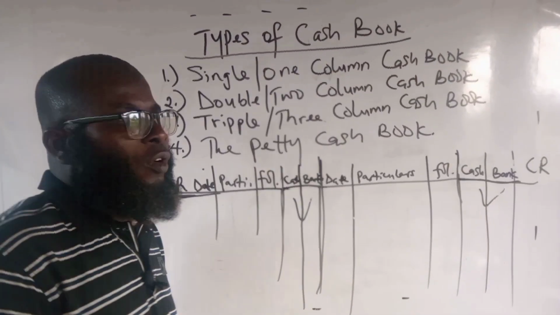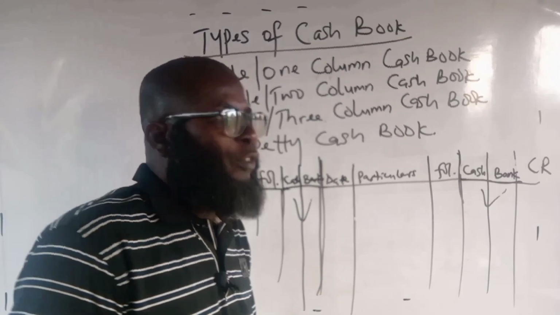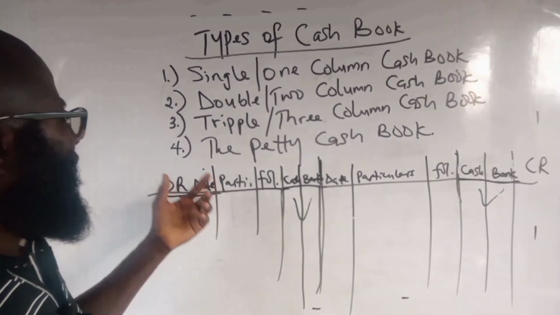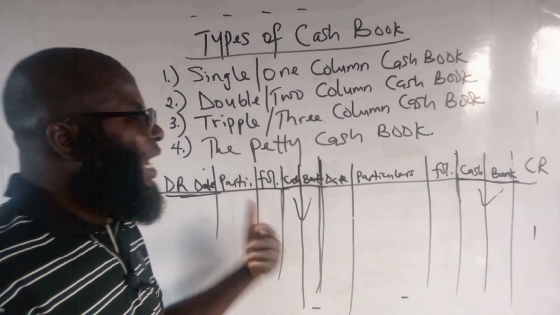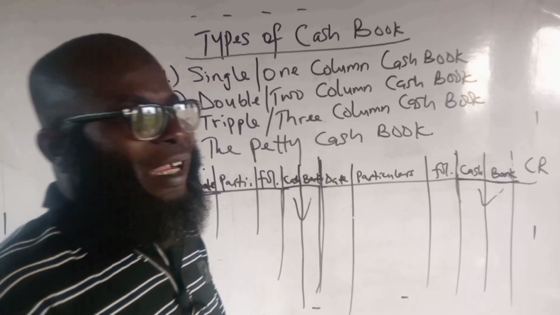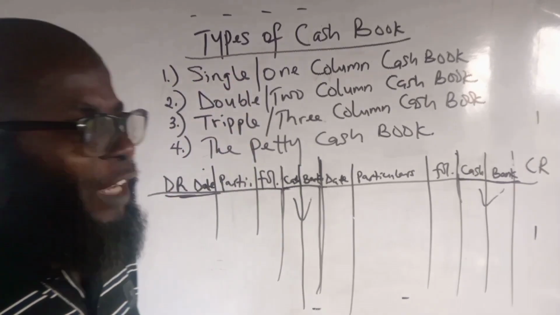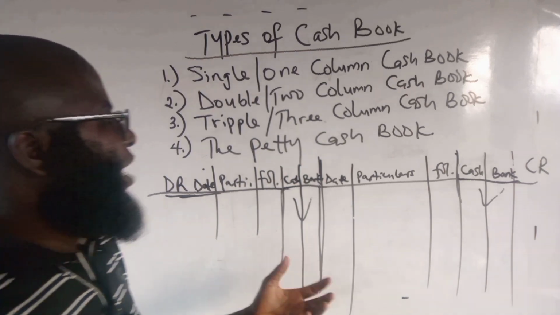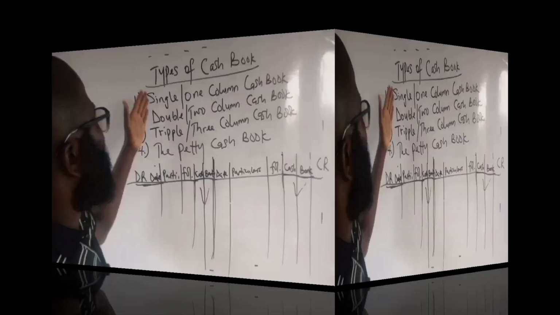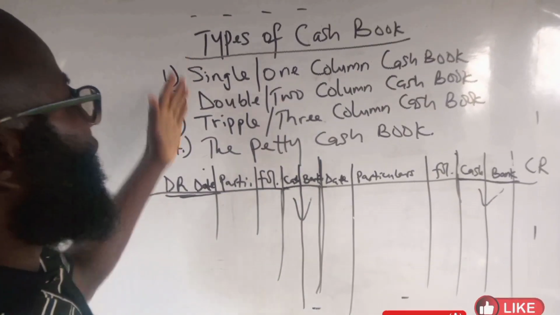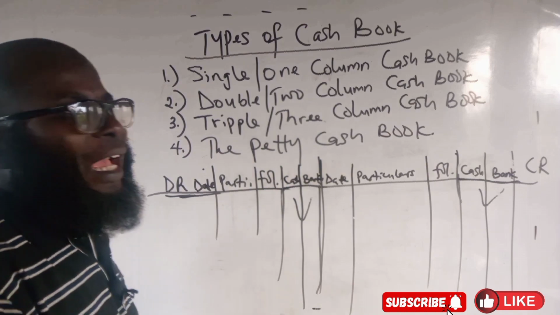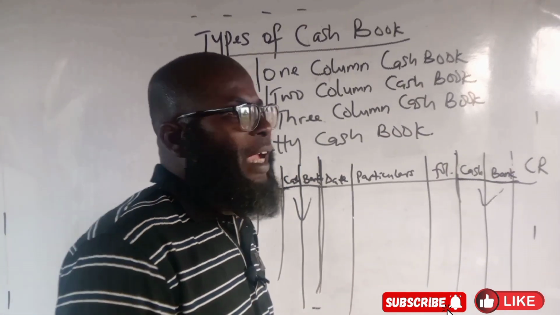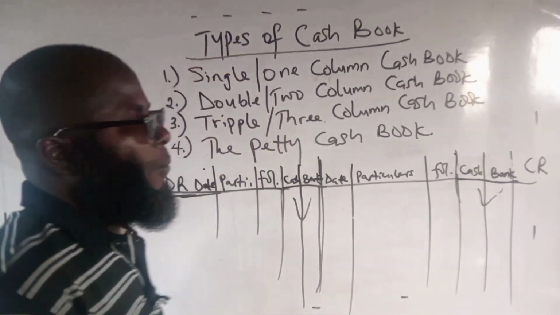The petty cash book is the fourth type of cash book I will be discussing. As you can see from the name, petty cash book, this is the account where small expenses or petty expenses are recorded. Therefore, all these types of cash books are going to be treated separately in my subsequent video.